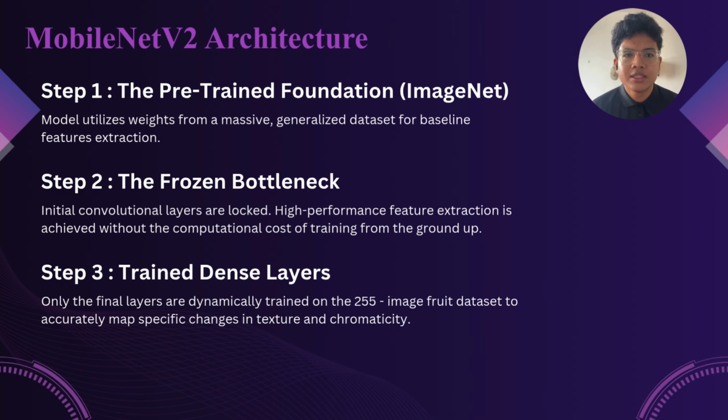Step 2. The system automatically locks the convolutional layers. This saves a lot of computation time because those layers don't need to be retrained. Step 3. Only the final layers are retrained using our 255 fruit images. This is where our part comes in. The model learns to detect texture and color change specific to our fruit dataset.